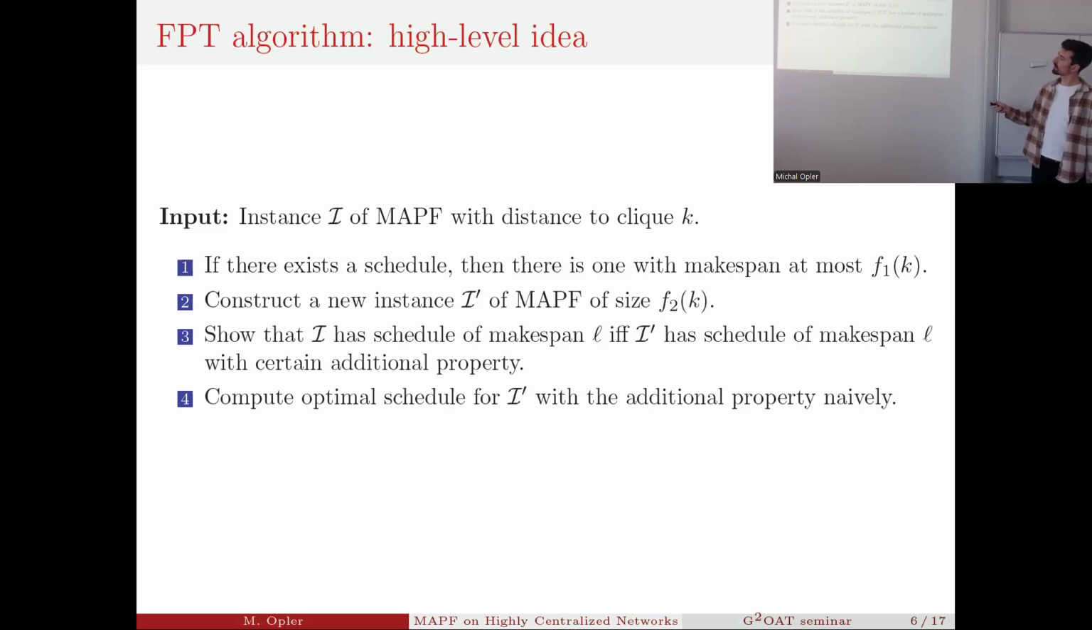But since this reduced instance is of size bounded in K, we can use whatever brute force algorithm. We can do better, but if we wanted to, we could just use any sort of brute force algorithm. For instance, we could enumerate all possible schedules of that length and then just find the shortest one which has this additional property.